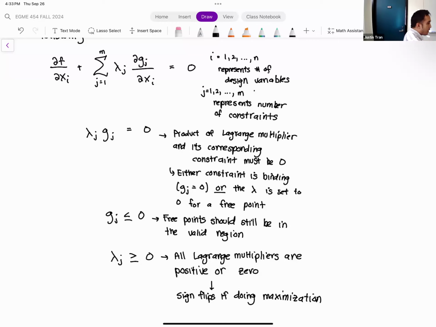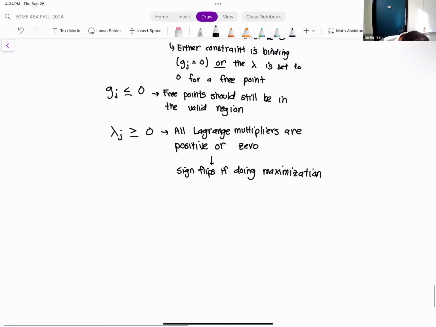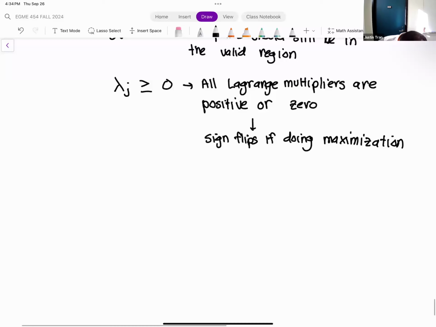So the ones that are non-binding, you're going to go ahead and just remove those from the optimization. We're just not going to worry about it. But the ones that are binding, we include in our Lagrange function, just like we've done before.